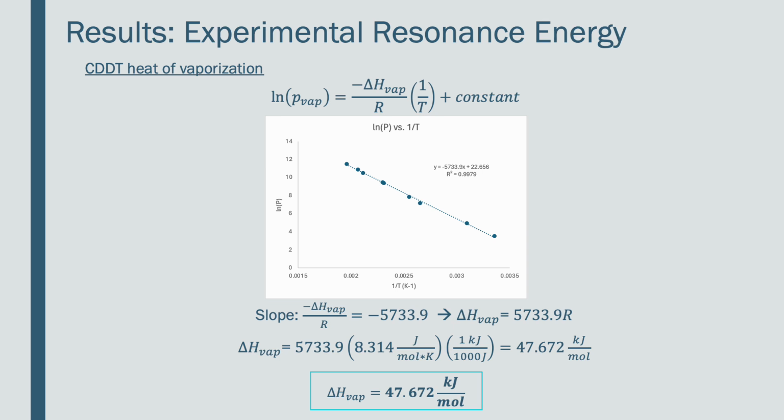As discussed earlier, the natural log of pressure was plotted against inverse temperature. The regression line was found to have a slope of negative 5,733.9. Since the slope is equal to negative the heat of vaporization over R, the value was multiplied by the gas constant and the sign was changed. Therefore, the CDDT heat of vaporization was found to be 47.672 kilojoules per mole.